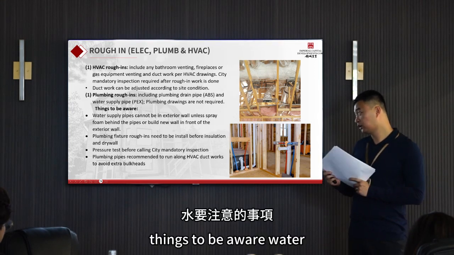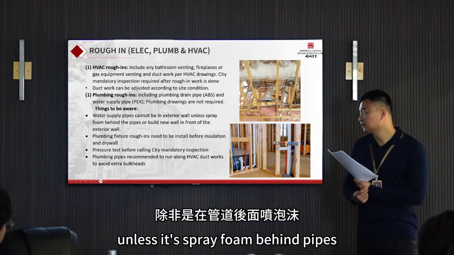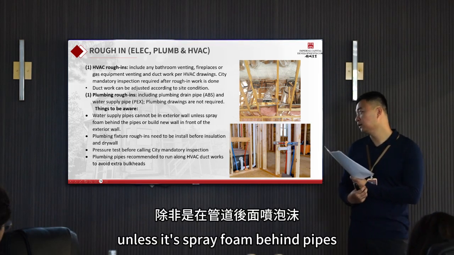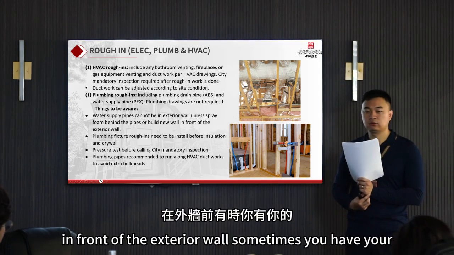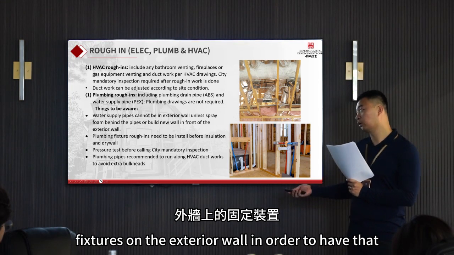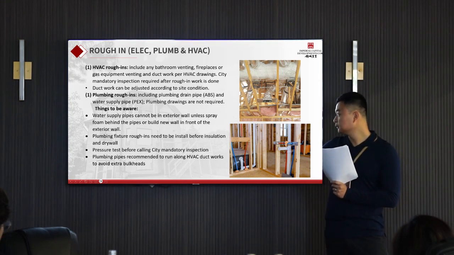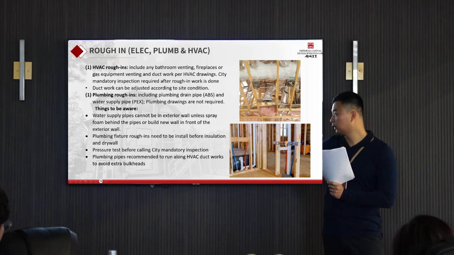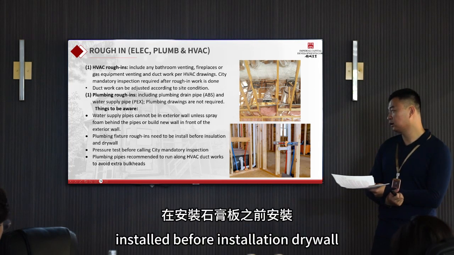Things to be aware. Water supply pipes cannot be on the exterior wall unless there's spray foam behind the pipes, or you have to build a new wall in front of the exterior wall. Sometimes you have your shower fixtures on the exterior wall. In order to have that, you can do either way. And plumbing fixture roughings need to be installed before installation and drywall.